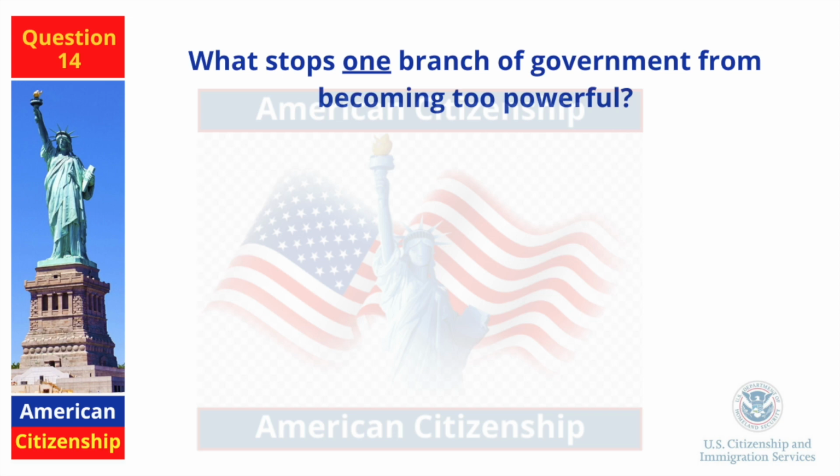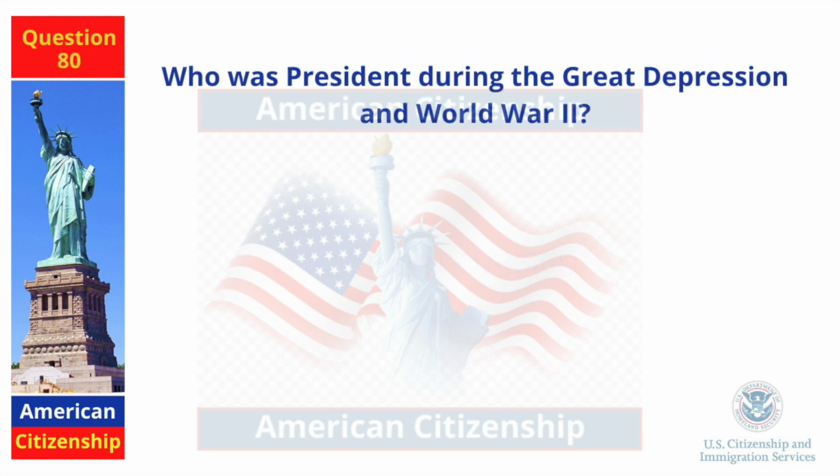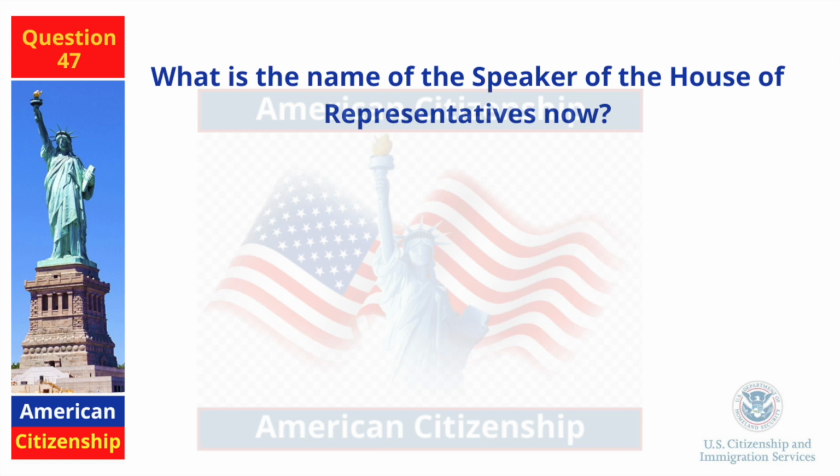What stops one branch of government from becoming too powerful? Checks and balances. Who was president during the Great Depression and World War II? Franklin Roosevelt. What is the name of the Speaker of the House of Representatives now? Kevin McCarthy.